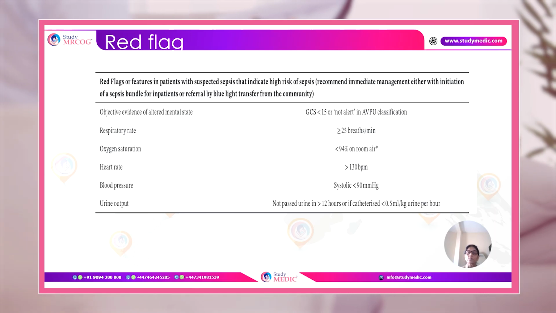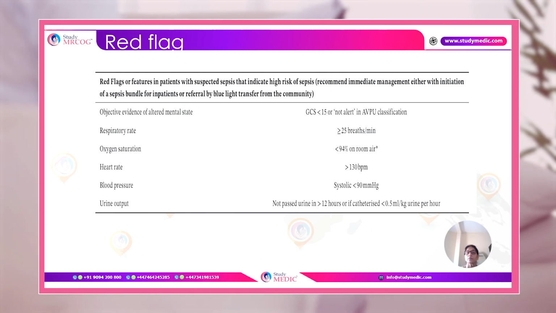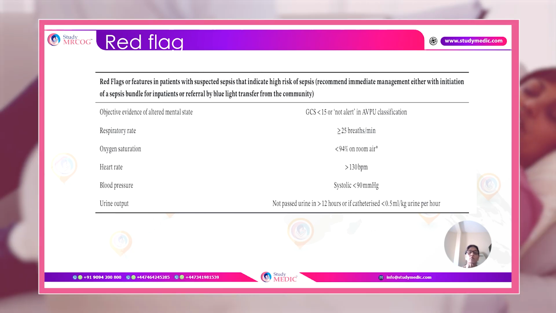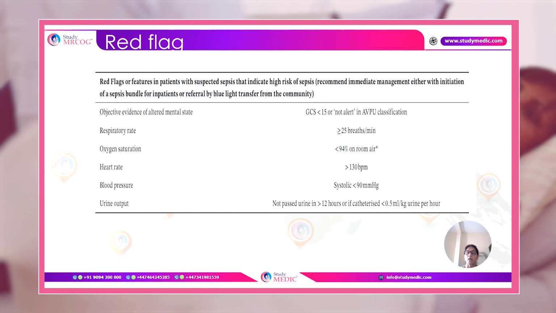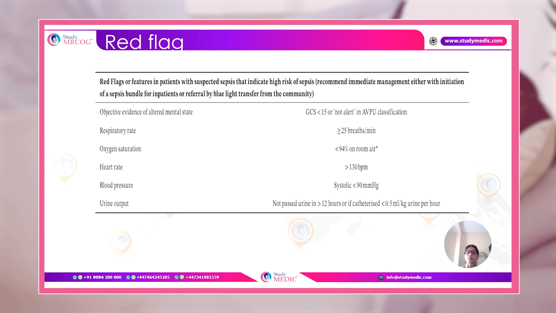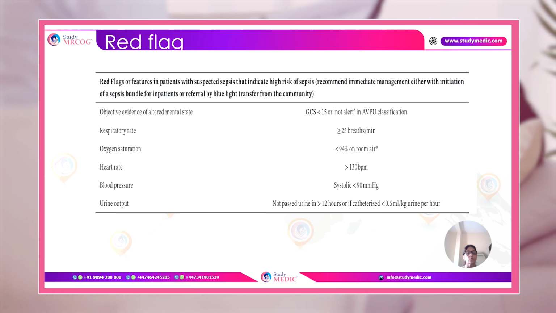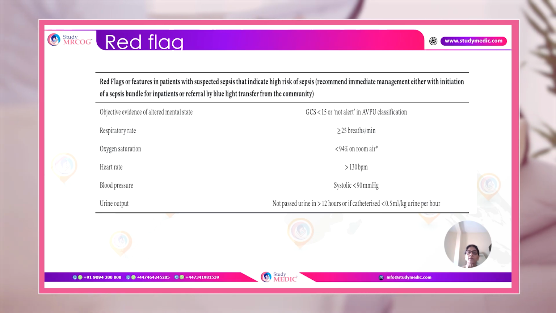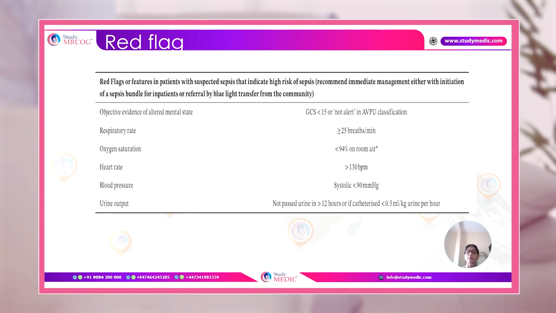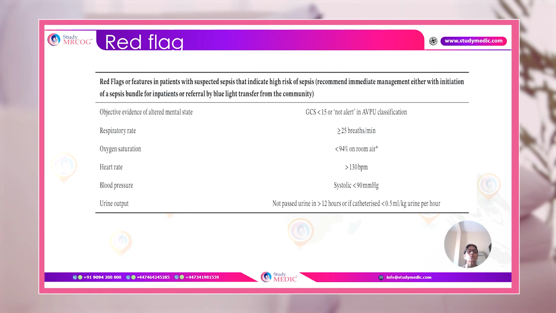Blood pressure is showing hypotension, that is systolic less than 90 millimeters of mercury, or some affection of the renal system, that means urine output. If she has not passed urine for a period of more than 12 hours, or if she has been catheterized, then the urine output is only 0.5 ml per kg per hour. Okay, so these are the red flag signs. You have to be very much alert.